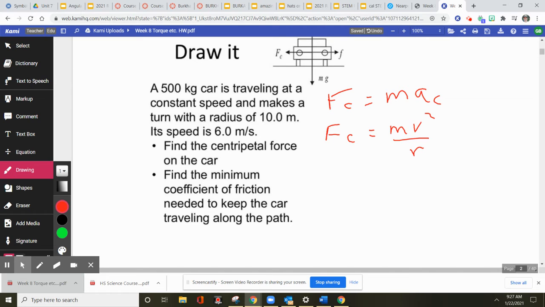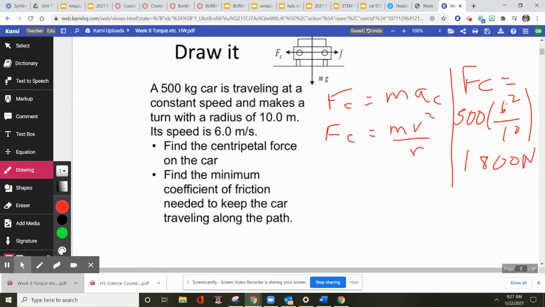So the centripetal force, this is going to get messy, is equal to 500 times 6 squared over 10. And I don't remember what the answer was. Times 36 divided by 10. 1,800 newtons.